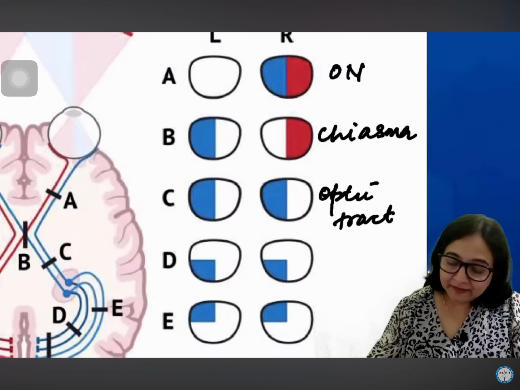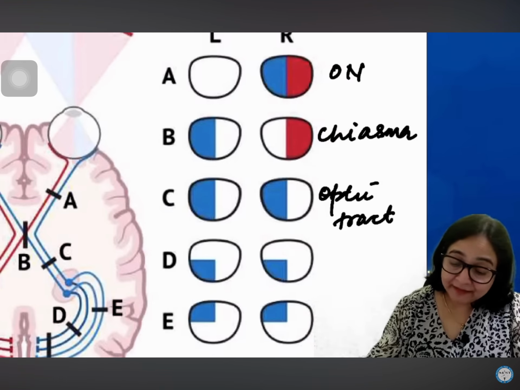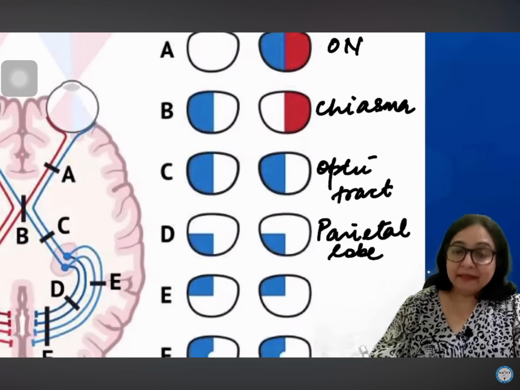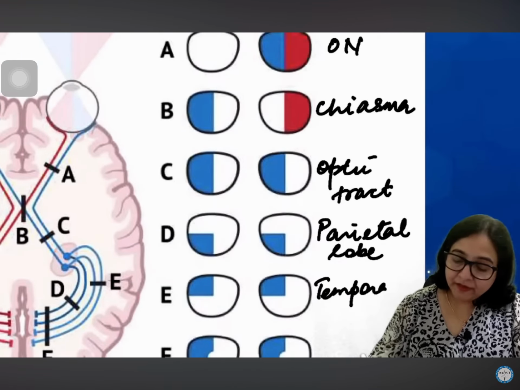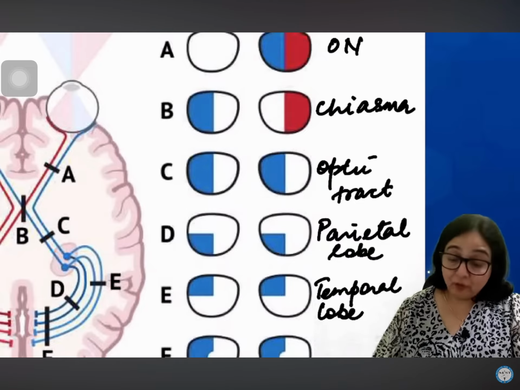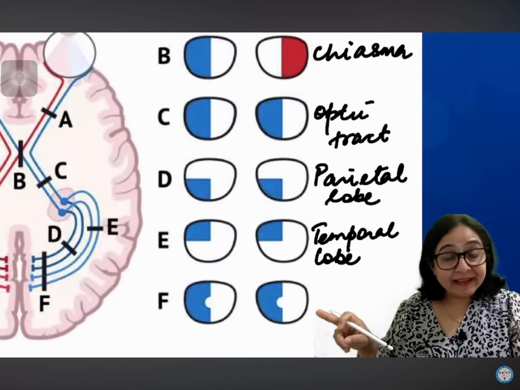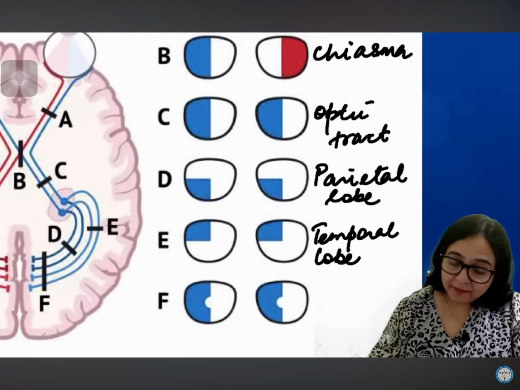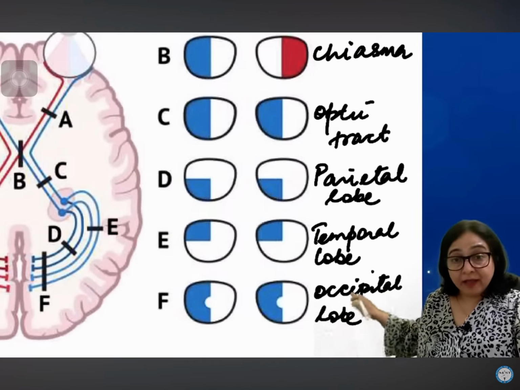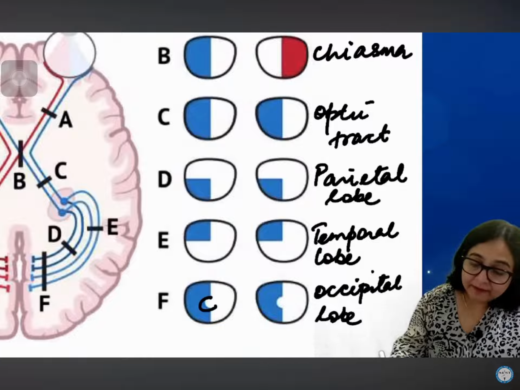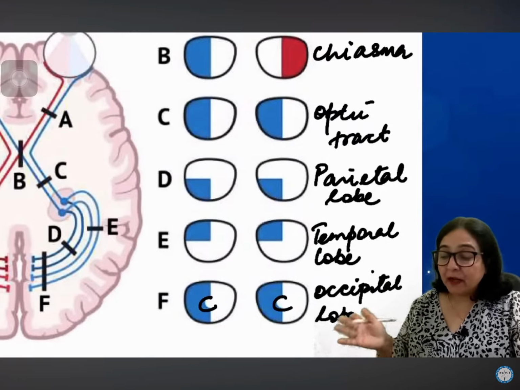This will be seen in the parietal lobe lesion, pie on the floor. This will be seen in the temporal lobe lesion, pie in the sky, superior quadrantanopia. All these will be on the contralateral side of the field loss. And this will be seen in an occipital lobe lesion. What you are noticing over here is there is homonymous hemianopia, but the central part is spared. We call it macula sparing homonymous hemianopia.